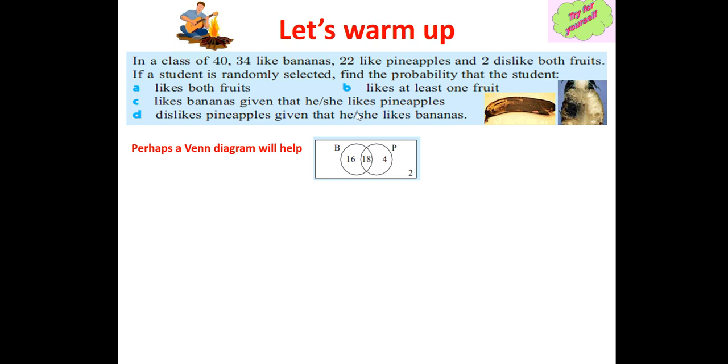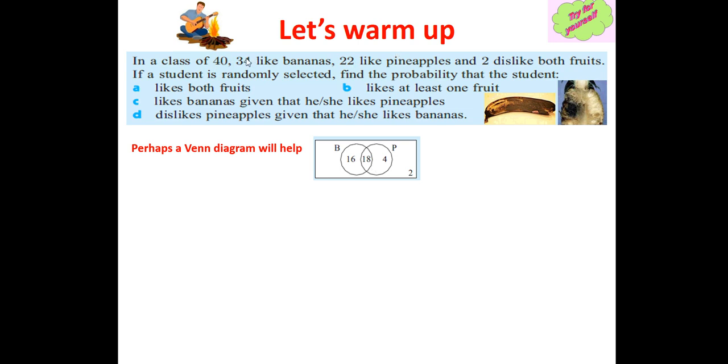So when you think of it, why is it set up like this? Well, we know we've got bananas and pineapples. We know that 2 dislike both fruits, so 2 is on the outside. And how did we work the rest out? Let's see. We know that 22 in total like pineapples, and we know 34 like bananas. So if there's a class of 40, then the whole union must add up to 38, because 38 plus 2 is 40. So if the whole union is 38, then you're able to work out what the intersection of them must be.